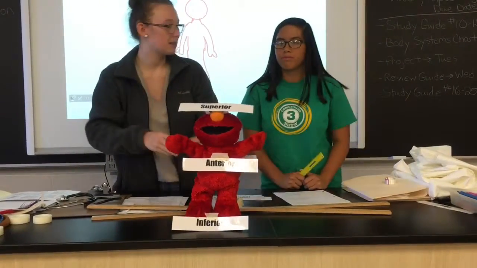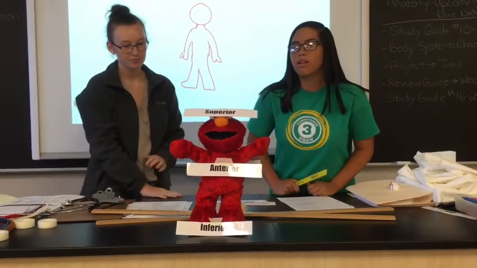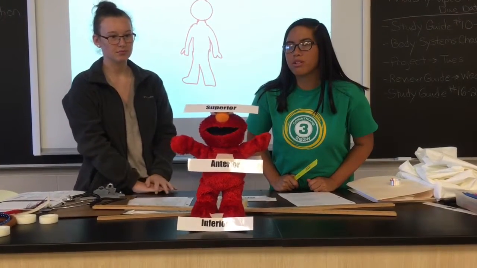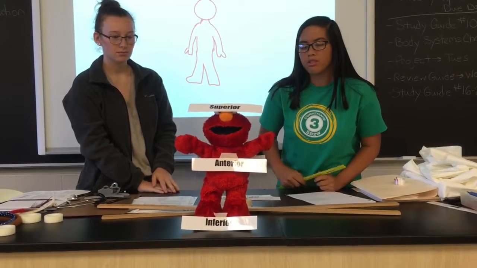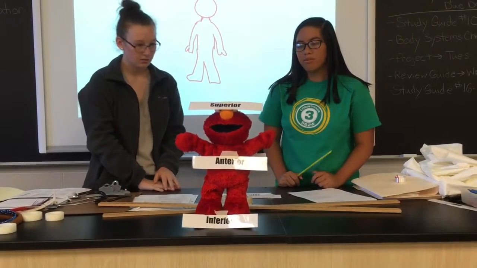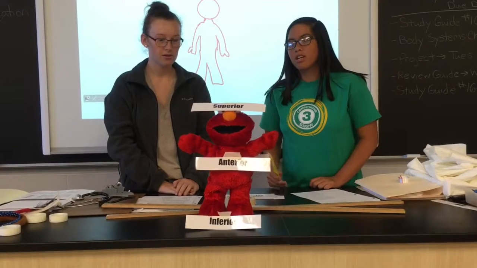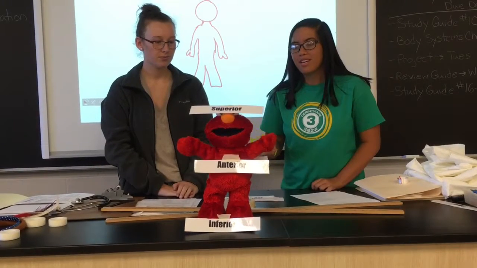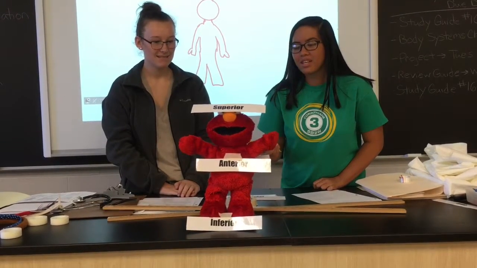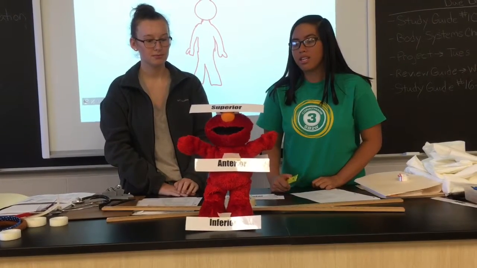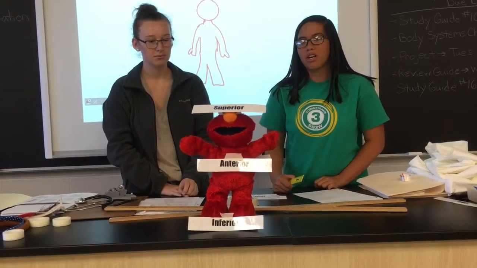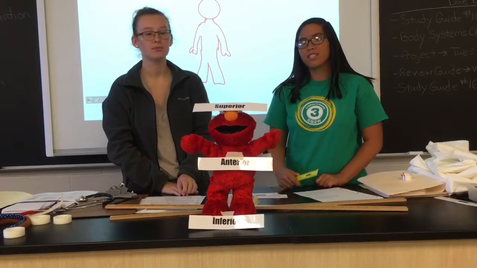Bianca, could you please give us some examples? Well, the eyes are superior to the nose, and the toes are inferior to the knees. An example of posterior and anterior is the stomach is anterior to the spine, while the kidneys are posterior to the small intestines.